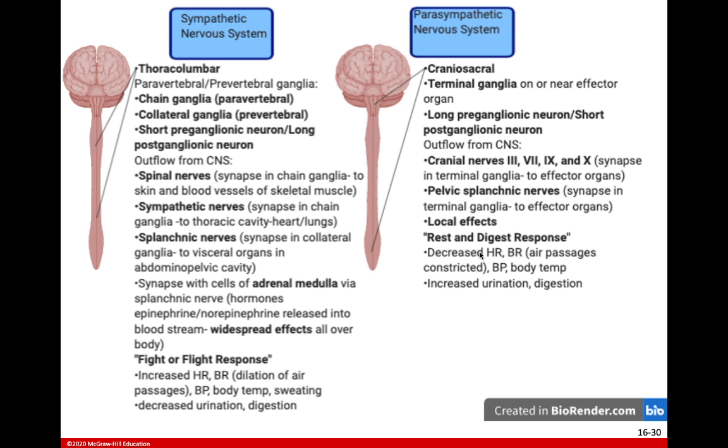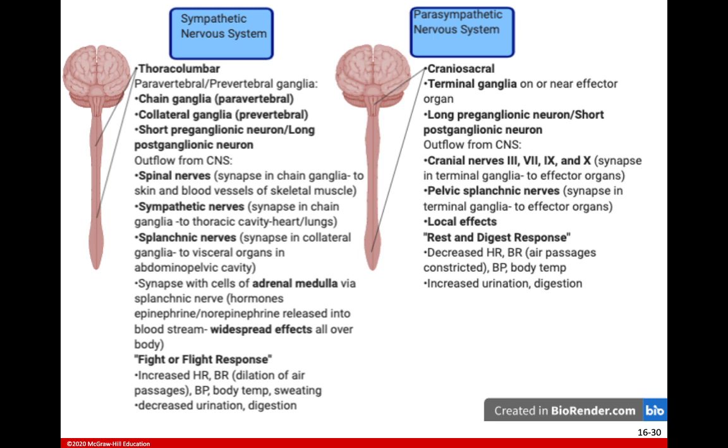Again, the parasympathetic nervous system is responsible for the rest and digest response. Some of the effects on the body as a result of the action potentials traveling along the parasympathetic nerves: our heart rate is going to decrease. Breathing rate will decrease because the air passages are being constricted. The blood pressure will decrease. Body temperature will decrease. And what will increase will be your digestive processes as well as urine production.